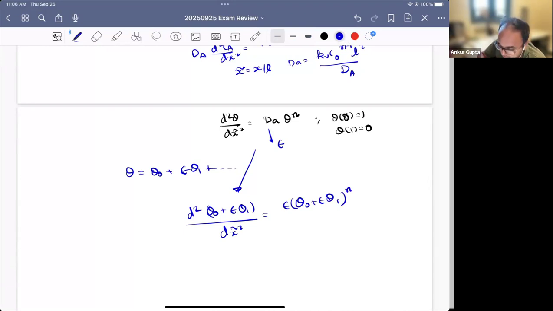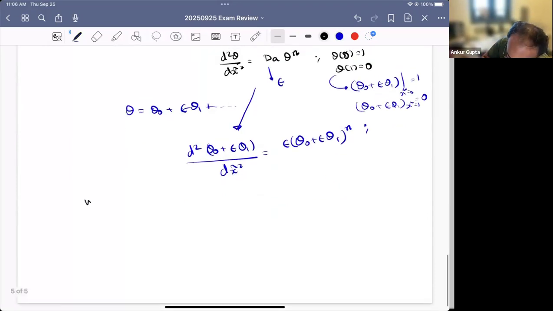And here you will get theta naught plus epsilon theta 1 at x tilde equal to 0 is equal to 1, and theta naught plus epsilon theta 1 at x tilde equal to 1 is 0. I've just plugged in the value for all of them. So now we'll collect orders: epsilon 0, epsilon 1, and so on.